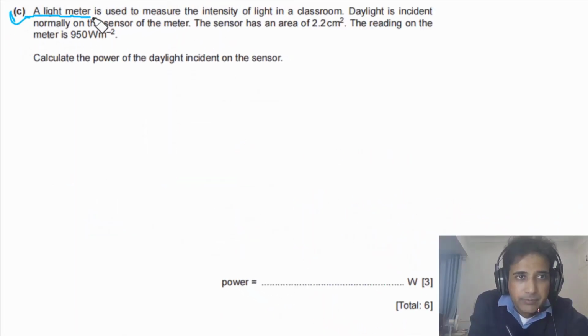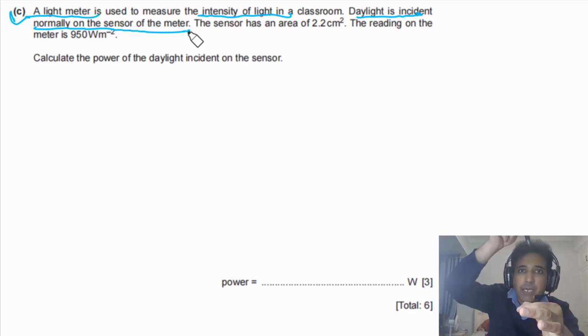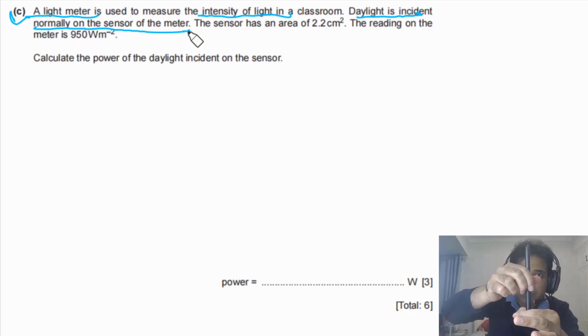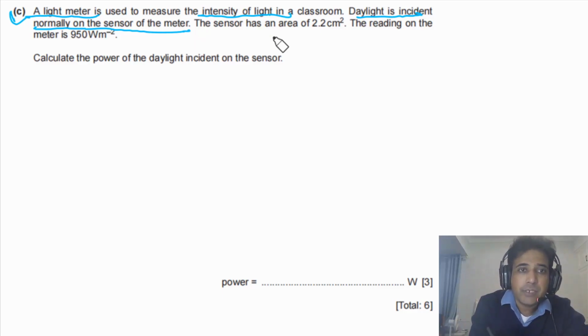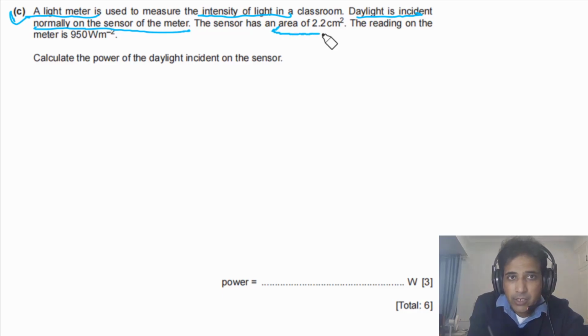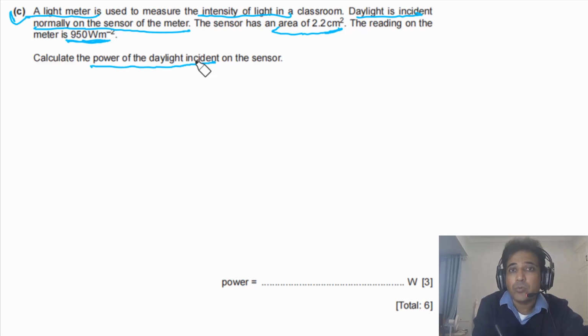Part C says a light meter is used to measure the intensity of light in a classroom. Daylight is incident normally on the sensor of the meter. Normally means that this is the area and the light is incident like this, so the angle between them is 90 degrees. The sensor has an area of 2.2 centimeters square. The reading on the meter is 950 watts per square meter. Calculate the power of the daylight incident on the sensor.